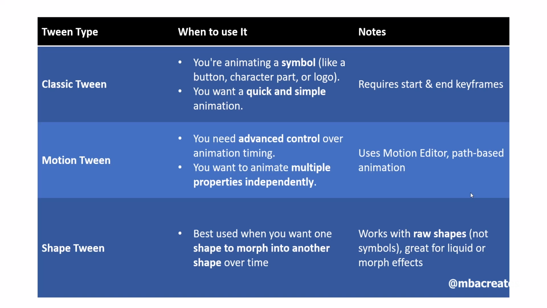For the classic tween, for instance, you can use it when you want to do a quick and simple animation. That is to say, moving a shape from one place to another, or in other terms, changing its position. When it comes to motion tween, you want to control multiple properties at the same time, and you also want to have advanced control over animation timing. For the shape tween, it is mainly used to change one shape to another, which we normally call morphing.